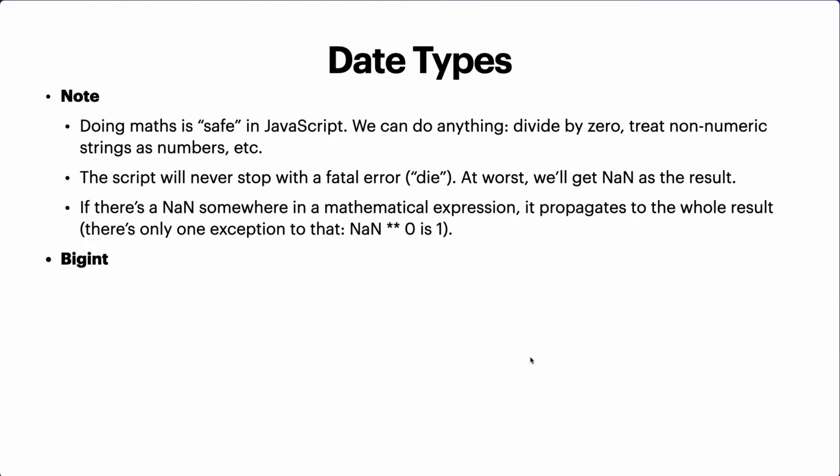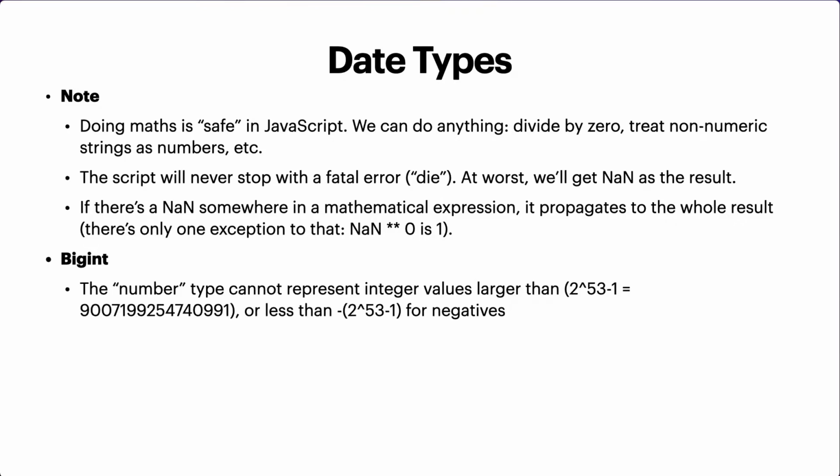Big integers. So we talked about numbers, now we have to talk about big integers. The number type cannot represent integer values larger than 2 to the power of 53 minus 1. This is the positive number, the maximum value a number can take, or less than this. The negative is basically the negation of this value. So this is the maximum number, and it cannot be greater than this. So a normal number cannot carry more than this.